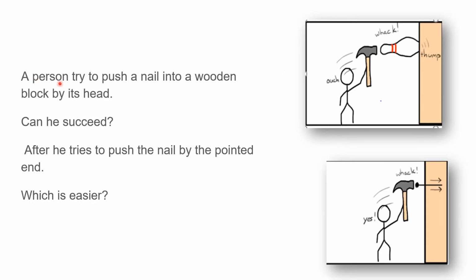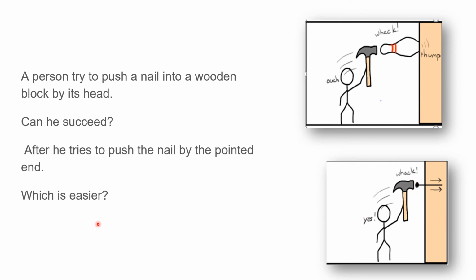So now let us discuss an interesting topic. Imagine that a person is trying to push a nail into a wooden block by its head. For example, here you can see a person trying to push a nail into the wooden block. Do you think it will be possible? No, right? Whereas in the second picture you can see a person trying to push the nail into the wooden block in such a way that he has kept the pointed end facing the wooden block and he is beating on the head.